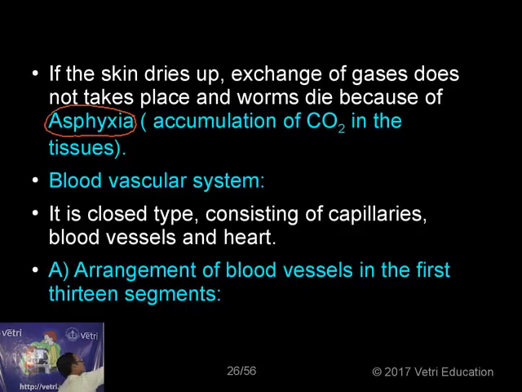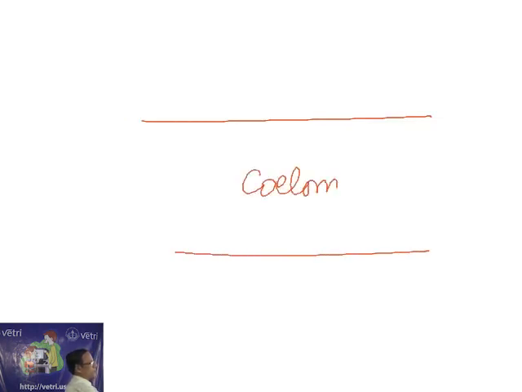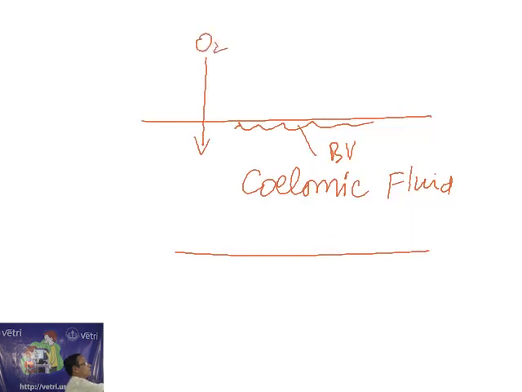What is the meaning of that? Suppose for example, this is the body. Here we have the coelomic fluid, and richly supplied blood vessels. Now exchange of gas is possible only through the skin. Oxygen is being taken in and carbon dioxide is being given out. This is what is happening. It is possible only when the medium is wet, that is moist, because of the mucous secretion or the coelomic fluid oozing out.